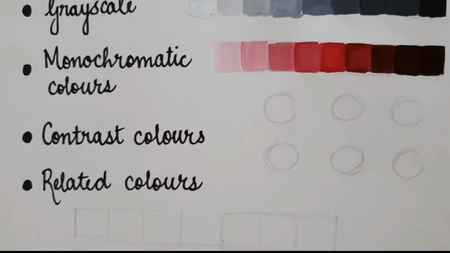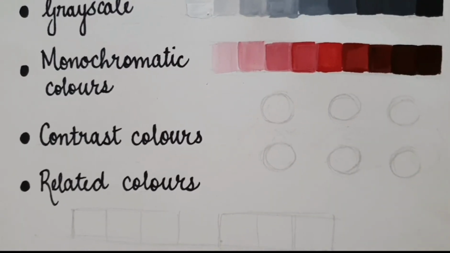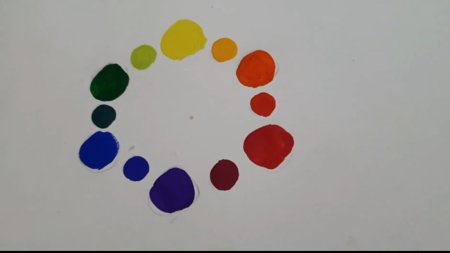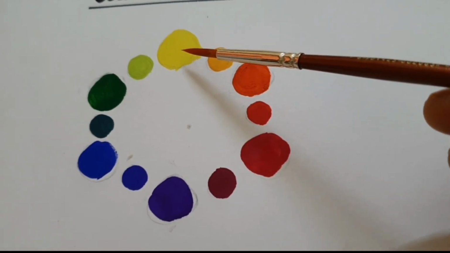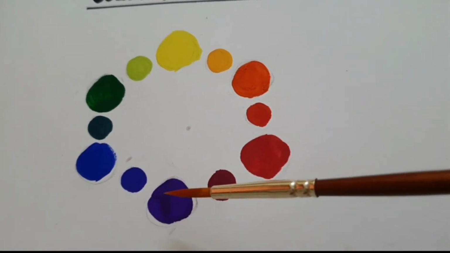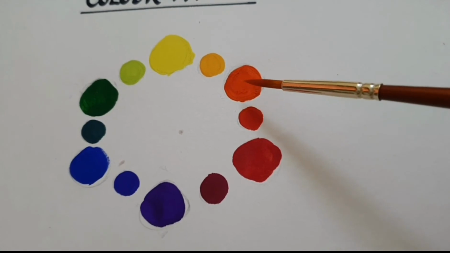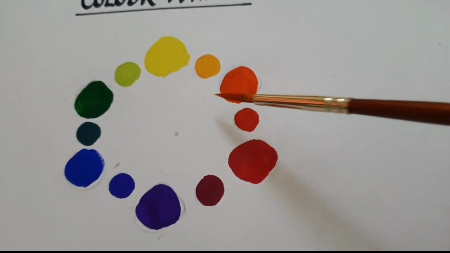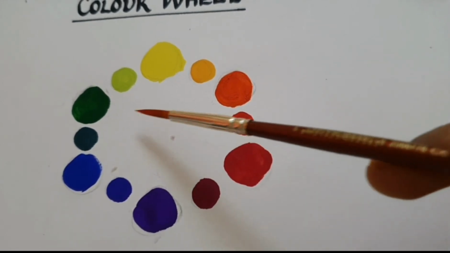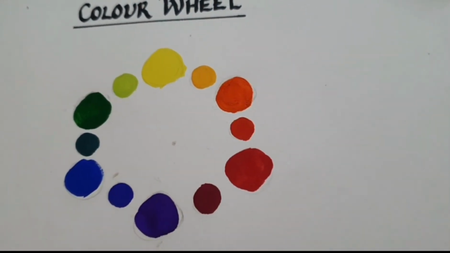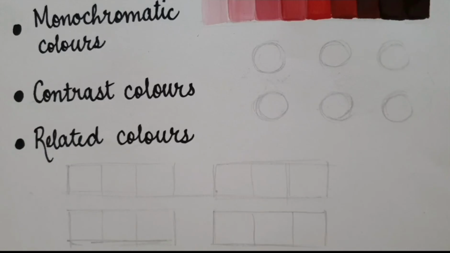That's contrast color scheme. Now contrast colors are nothing but colors that are placed in opposite direction in the color wheel. If you look at the color wheel, the color that is placed opposite to yellow is purple. The color that is opposite to orange is blue, and the color opposite to red is green. So let's make them.